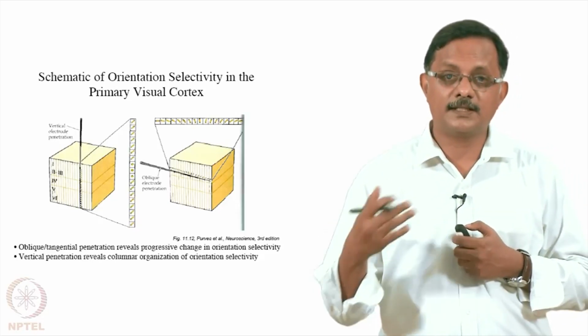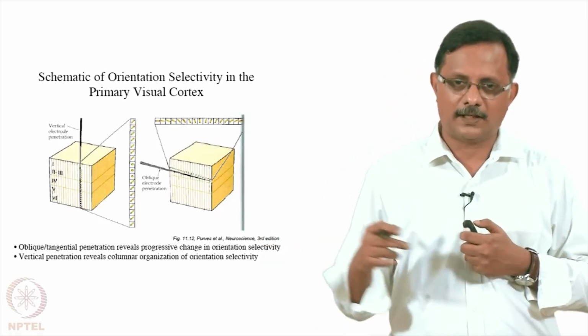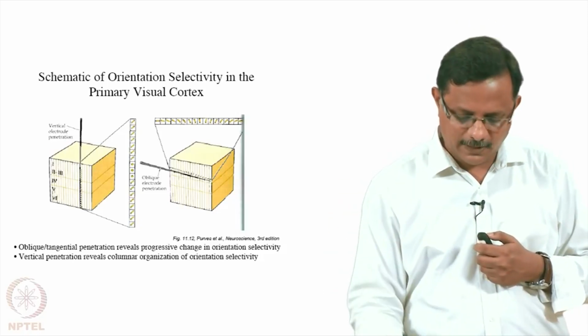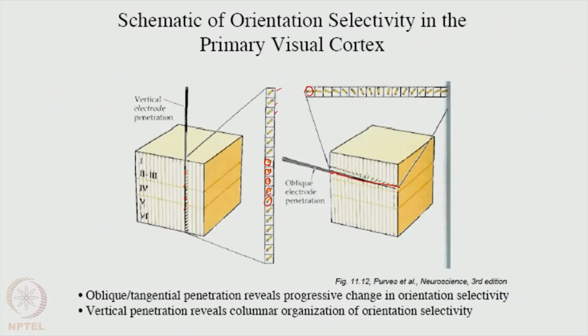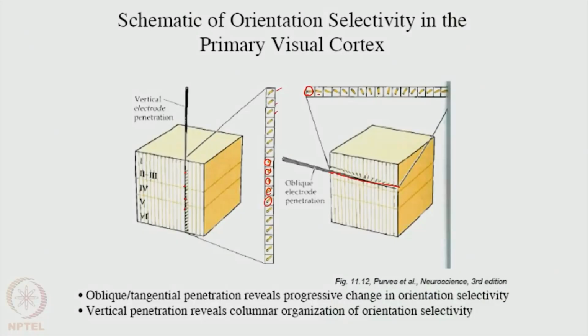So, here the orientation sensitivity seems to be changing along the length of this path of the electrode, but this variation is quite ordered. For example, at this extreme end you have a neuron which responds to horizontal bars. As you move further and further along this path of the electrode, you find that the orientation tuning of this neuron also rotates quite gradually, and somewhere here in the center you have a neuron which responds to a vertical bar. As you went further down, somewhere here you have a neuron which responds to a horizontal bar. So, you have come full circle.